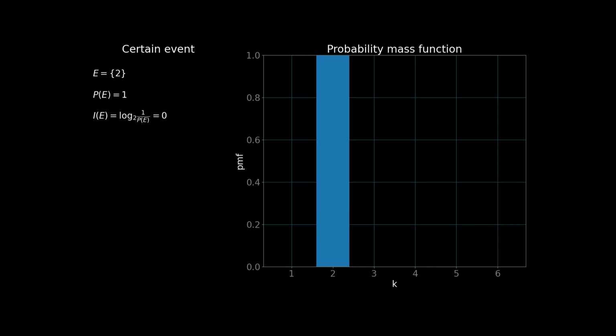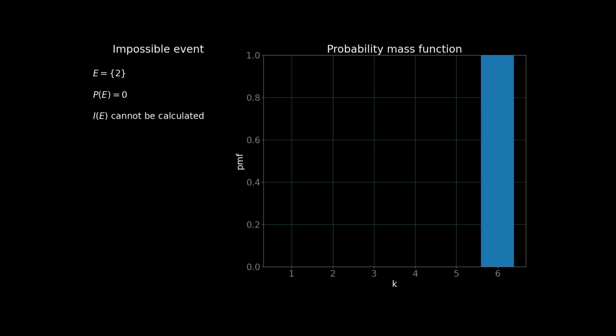In the extreme case, where the die always returns 2, the event has probability 1 and 0 bits of information are required. This is a scenario in which everyone already knows what the result is without having to check the die, so no additional information is needed. On the other extreme, where the event has probability 0, in other words, it's an impossible event, information cannot be calculated because log base 2 of 0 is undefined. An intuition here could be that we cannot measure information for something that doesn't exist.